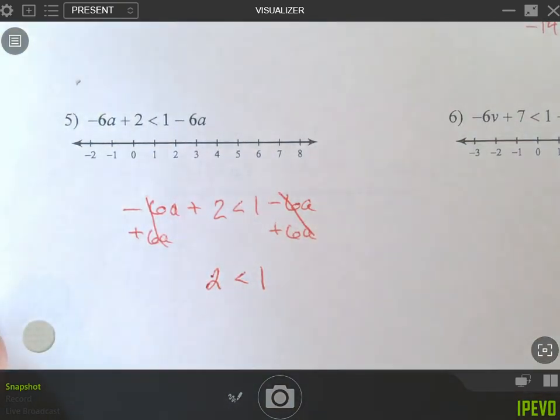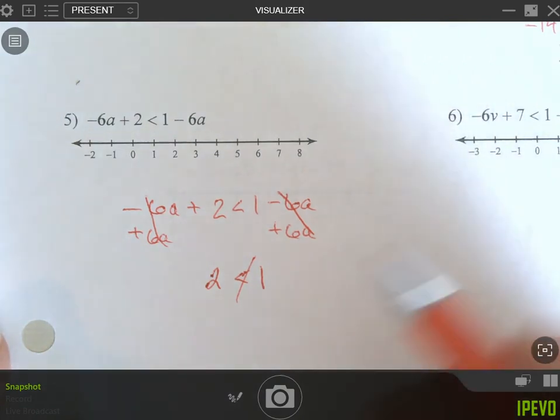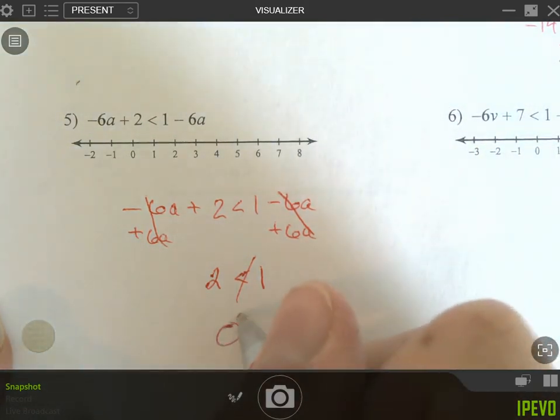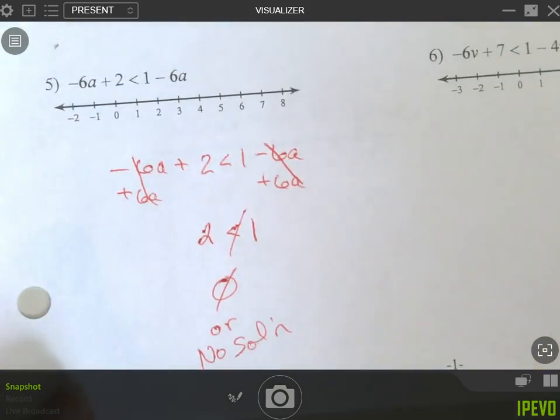So this is a special case because my variable canceled, right? Is 2 less than 1? Will 2 ever be less than 1? Okay, so this is never true. So I'm going to put a slash through it. It's not less than. So nothing works. We say what? No solutions. You could write it like that as the null set, or you could write out no solution. I'll take either. So that was another special case.